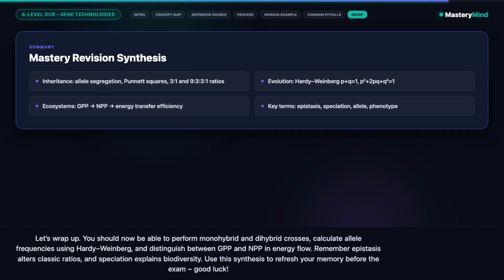You should now be able to perform monohybrid and dihybrid crosses, calculate allele frequencies using Hardy-Weinberg, and distinguish between GPP and NPP in energy flow. Remember, epistasis alters classic ratios, and speciation explains biodiversity. Use this synthesis to refresh your memory before the exam.